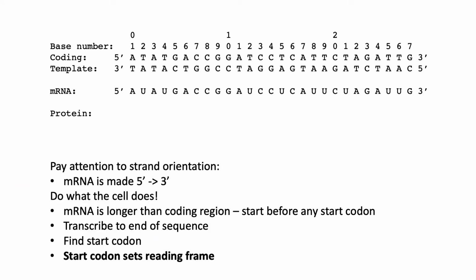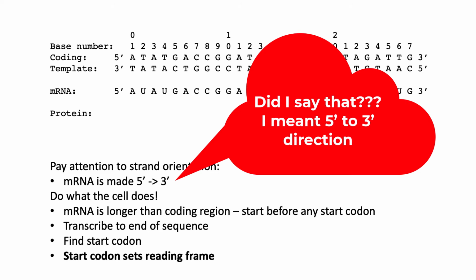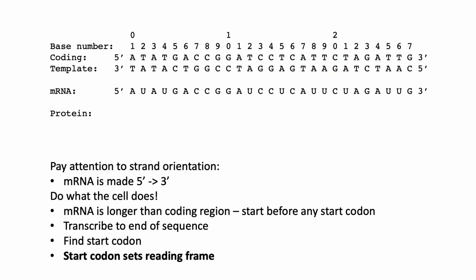When you're looking at a problem like this, you need to pay special attention to the strand orientation. Remember that mRNA, like DNA, is always synthesized from the 3' to 5' end. Also, when you're trying to figure out the sequence of mRNA or protein, try to do it like the cell does it. That is, transcribe the entire sequence unless you know where the transcription start site is. Transcribe all the way to the end of the sequence, then find the start codon. The start codon determines the reading frame.